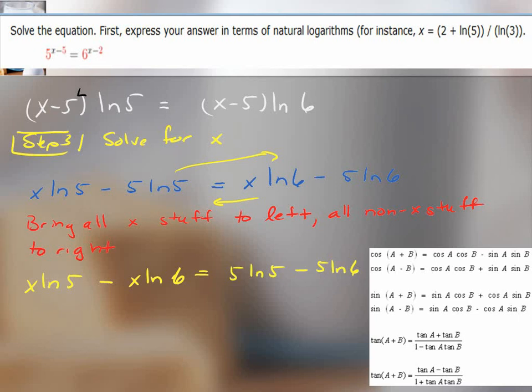Last step is to factor out the x's on the left side. If I factor out the x's, an x comes to the outside, and natural log 5 minus natural log 6 is on the inside. See, if you multiply backwards, I'm back at the previous step if I distribute the x in. And then slash out on both sides natural log 5 minus natural log 6.